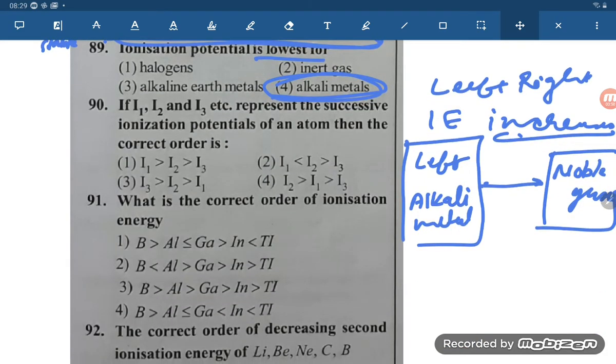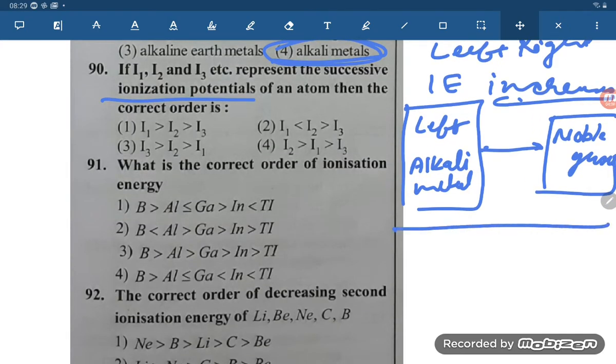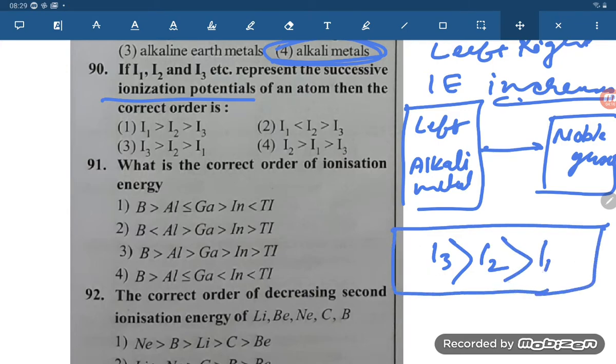See, students, if IE1, IE2, IE3, etc. represent the successive ionization potentials of an atom, then the correct order is: third IE is always greater than second IE, which is always greater than first IE. Ionization enthalpy means removing an electron. Removing the first electron is easy, the second electron is difficult, and the third electron is most difficult.